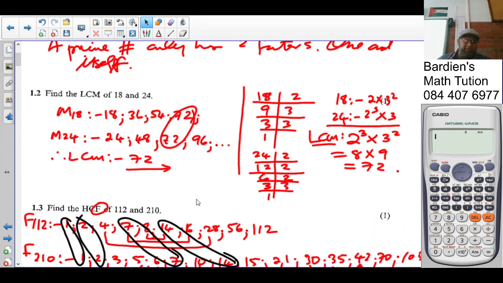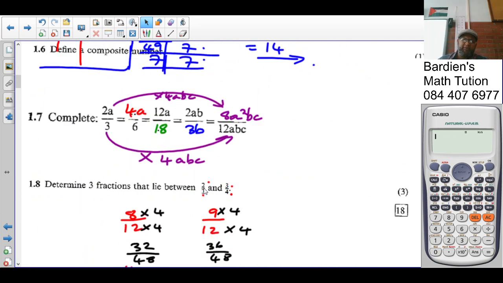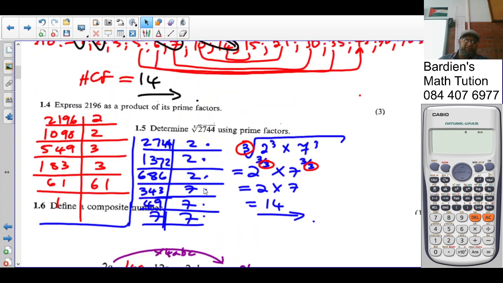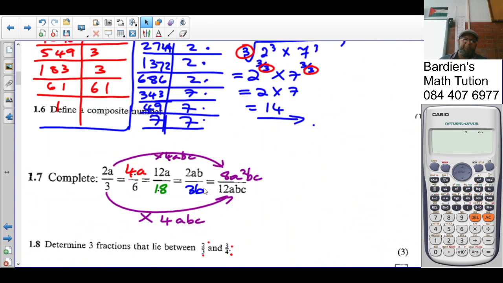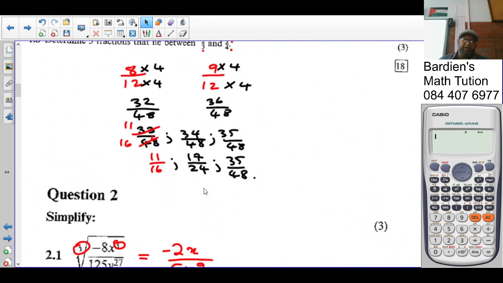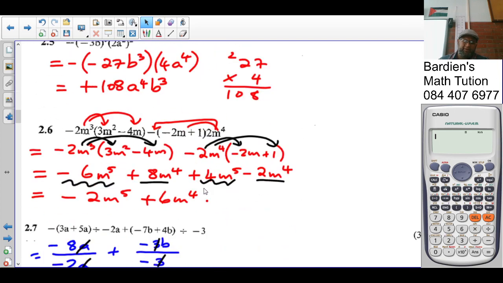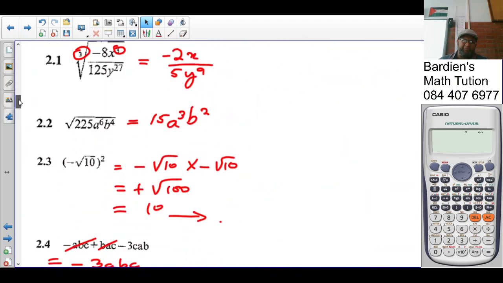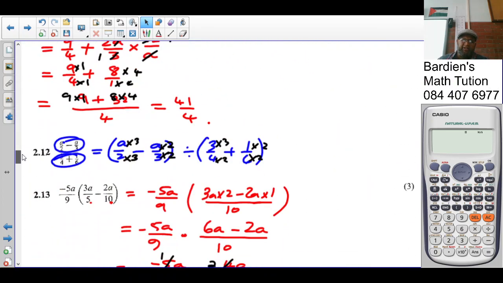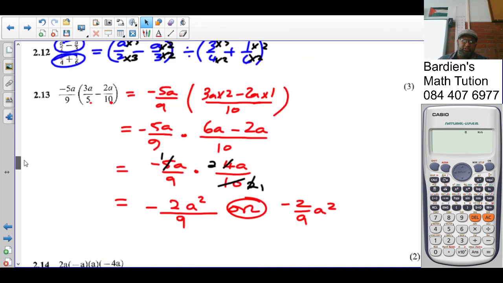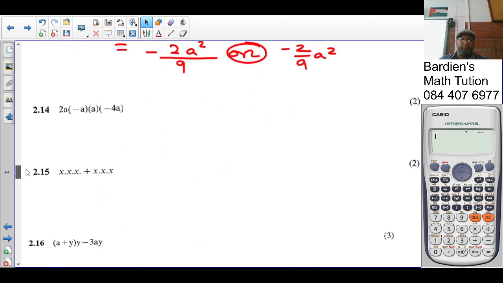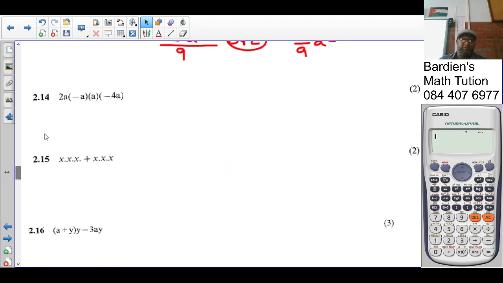Okay, good morning. So today we're looking at the second part of the November, the first paper in the Study and Master Grade 8 textbook. Okay, and this is on page 201. In the previous video we got up until question 2.13. Correct? So you must carry on from 2.14 onwards. Not so?